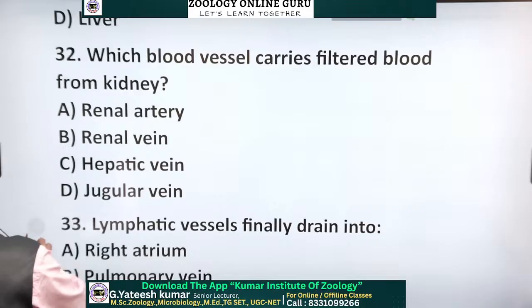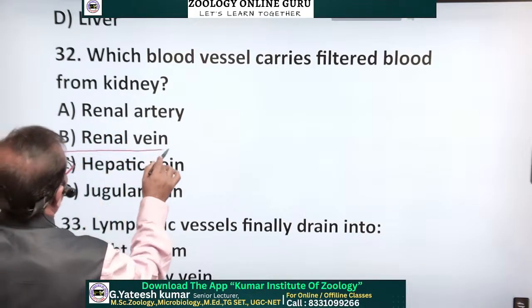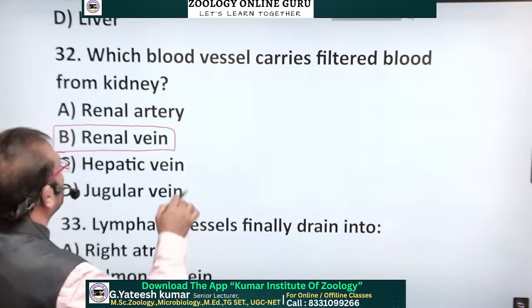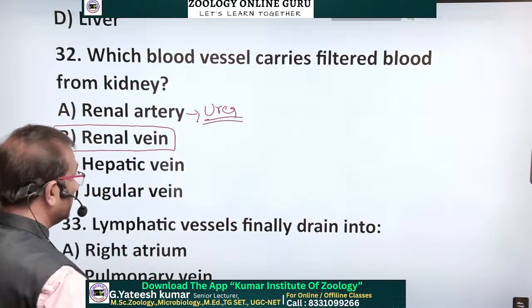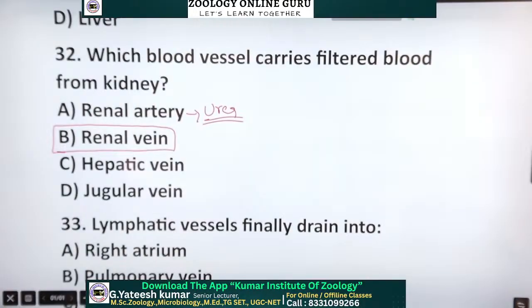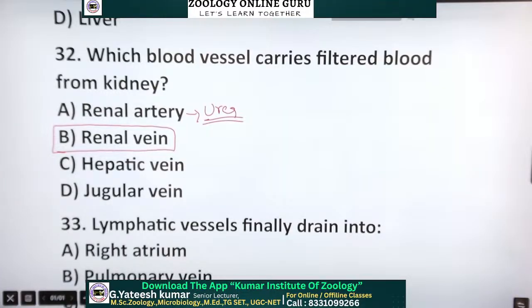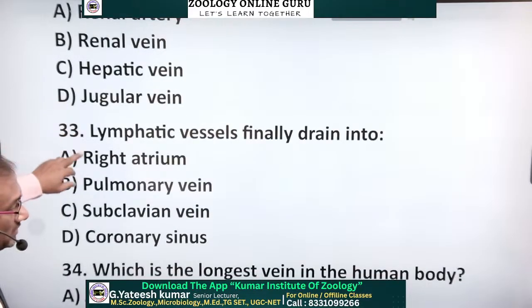After entering into the kidney, the renal artery is converted into the renal vein. So the renal vein carries already filtered blood, and the renal artery carries urea. Filtration takes place in the Bowman's capsule, and after filtration the renal vein comes outside. So the filtered blood is present in the renal vein. Good, nice question.